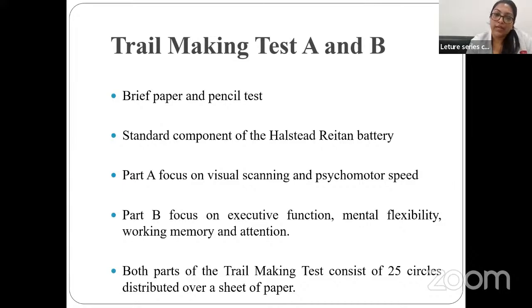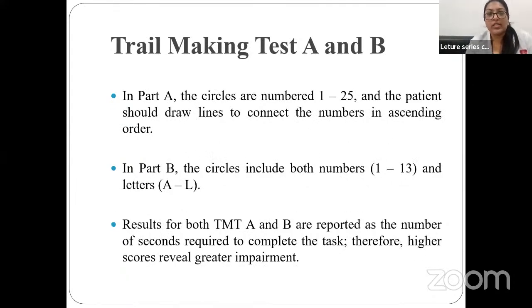Now, both parts of the Trail Making Test consist of 25 circles, which are distributed randomly over a sheet of paper. In part A, the circles are numbered from 1 to 25, and the patient has to draw lines to connect the numbers in an ascending order. That means there is a sheet where numbers 1 to 25 are spread in a random order. We will score the time of the patient, and the patient is asked to draw lines to connect those numbers in ascending order from 1 to 25.